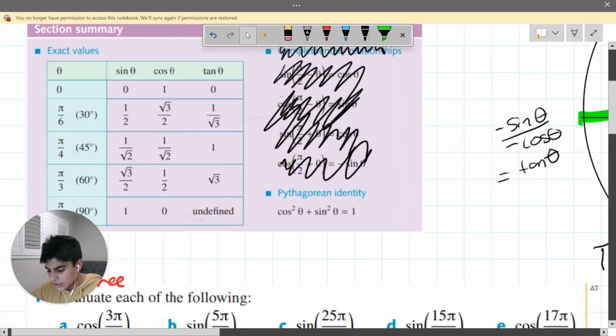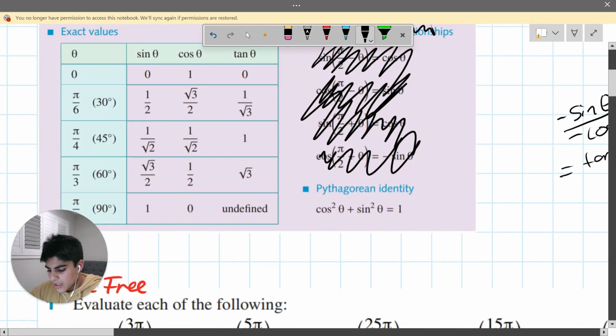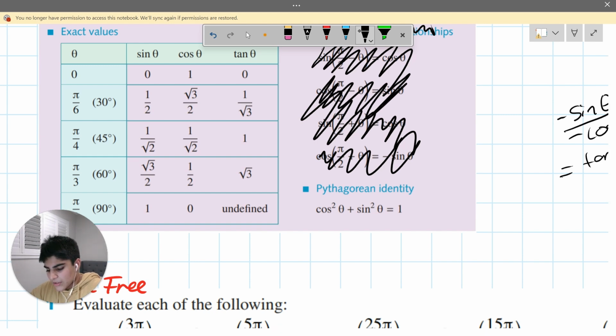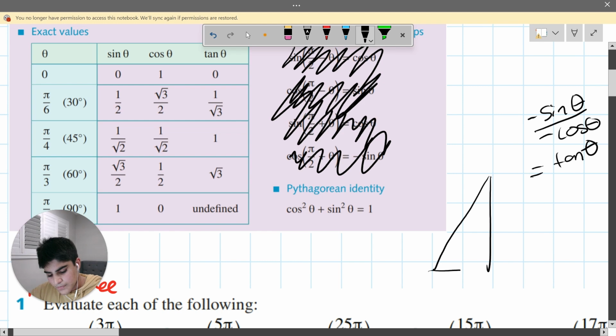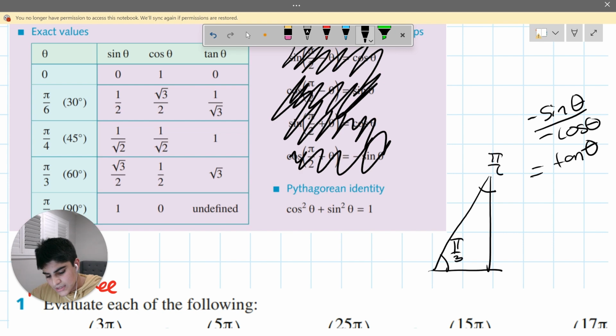Now the exact values, here's a chart right here. Pi on 6: sine pi on 6 is a half, cos pi on 6 is root 3 on 2, tan theta is 1 over root 3. We derive all these exact values from the special triangles. This is pi on 3, pi on 6, and pi on 2. This is the special triangle. This is where we can derive pi on 6 and pi on 3.